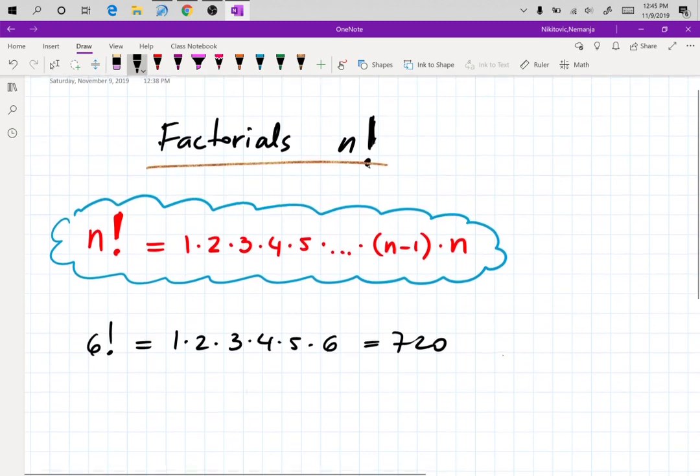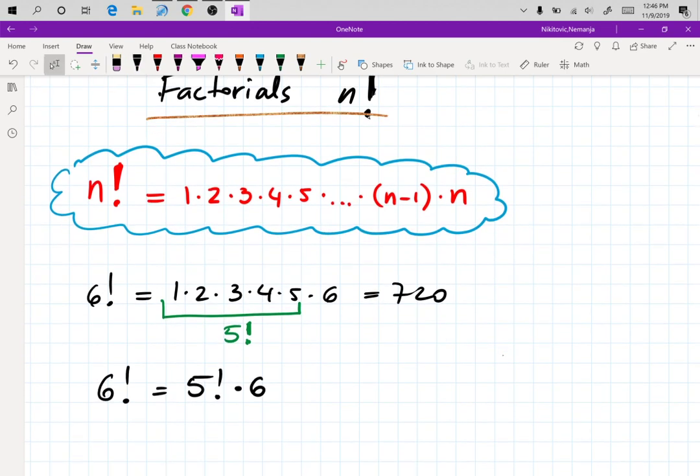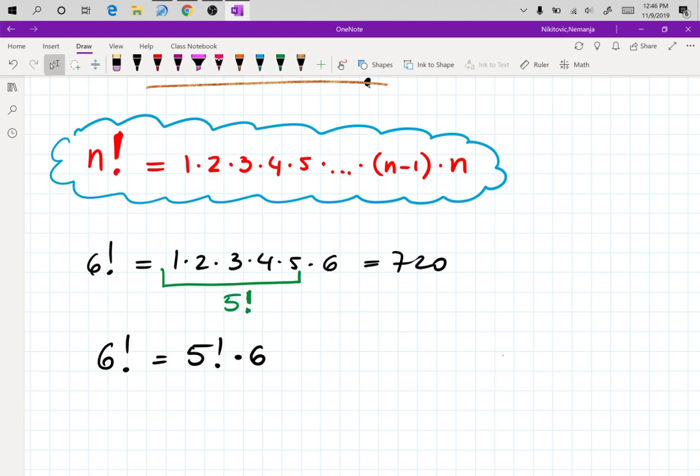And do you also see right now that this part over here is a 5 factorial? So I can write 6 factorial as 5 factorial times 6. Why? Because 1 times all the way through 5 is a 5 factorial, and then you have times 6. So it's cool. We can also write it as 4 factorial times 5 times 6, right? You can write whatever you want. You just have to peel enough terms.